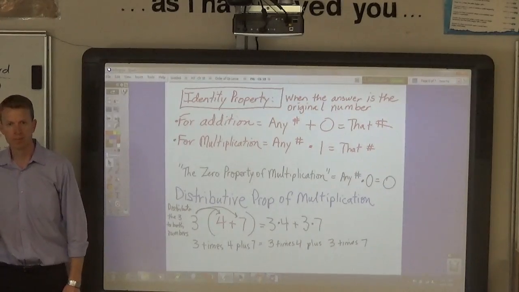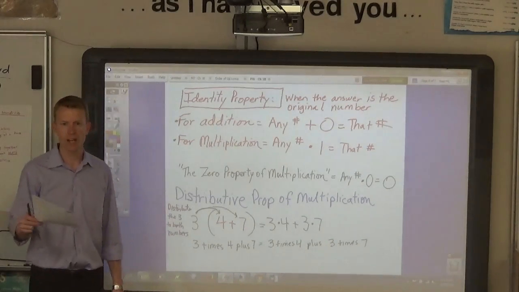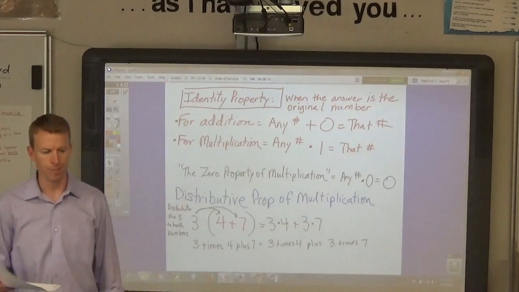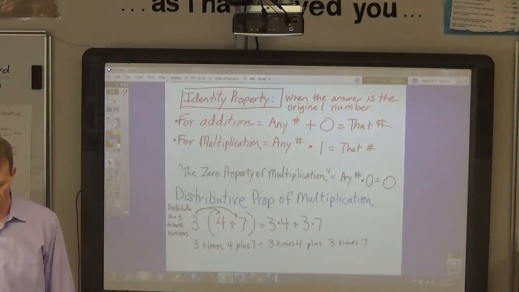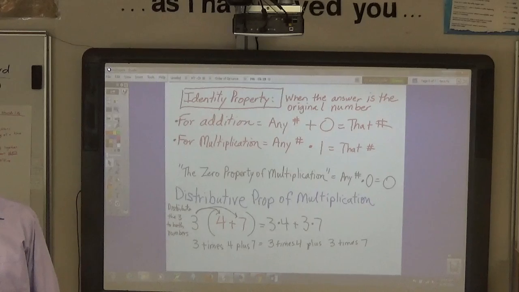Maya? Is this what we're supposed to write down in the notes? Nope, you don't have to write this down yet. I'll tell you if you have to write it down. 0 property of multiplication.